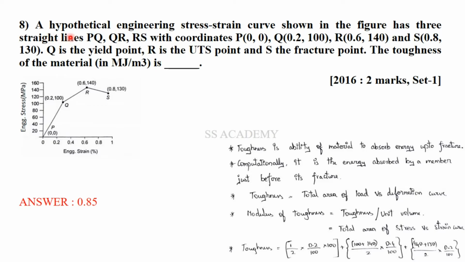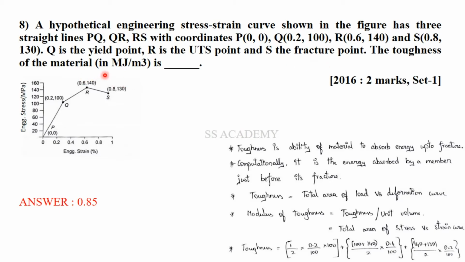A hypothetical engineering stress strain curve shown in the figure has three straight lines PQ, QR, RS with coordinates P of 0, 0, Q of 0.2, 100, R of 0.6, 140 and S of 0.8, 130. Why is it hypothetical? Because we are having three straight lines. But the maximum possibility is one single straight line which represents Hooke's law, and beyond that the curve will be slightly curved and bent. It will not be a straight line. So it is a hypothetical engineering stress strain curve. Q is the yield point, R is the ultimate tensile strength point, and S is the fracture point.